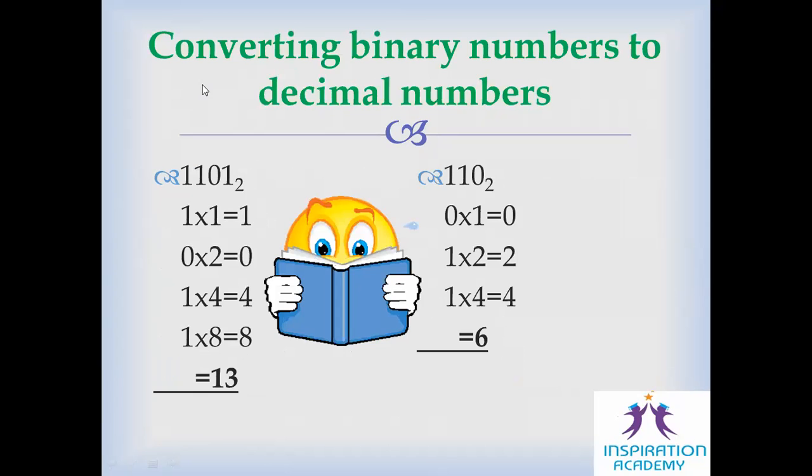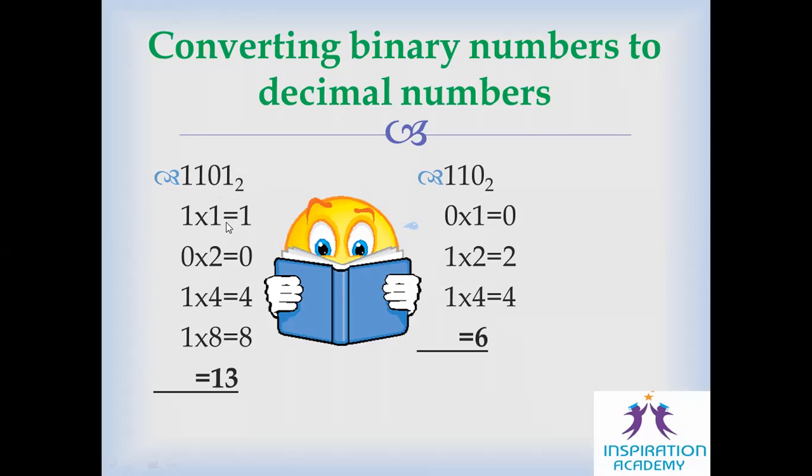Let's go for converting binary numbers to decimal numbers. Here you can see two examples. We should multiply the given numbers by the place values of binary numbers, like 2 to the power 0 or 2 to the power 1. We are multiplying from the right side to the left side. So 2 to the power 0 means 1. Our first digit is 1, so it is 1 into 1 that equals 1.